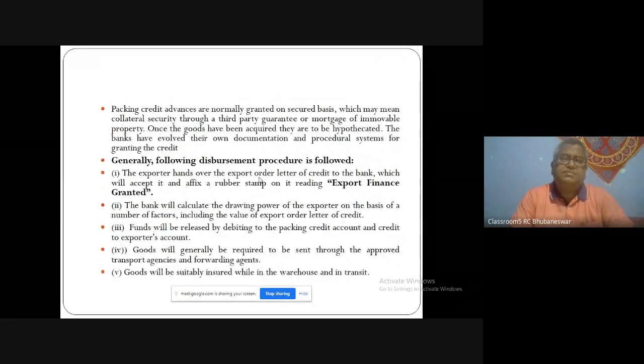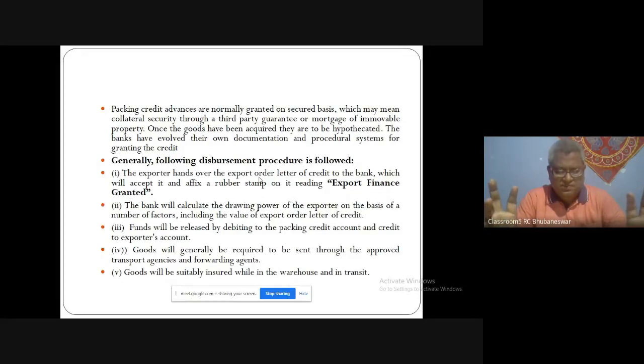Another one is packing credit, which is also necessary, at the time of third party guarantee or mortgage of immovable property or some documentation. That is the concept, that type of constraint, dispersal of fund, arrangement of fund, or debiting, or packaging, or the requirement of fund for further transporting, through agents, or for warehousing, secured enough. That is called export finance granted. It means for the export some finance is granted.